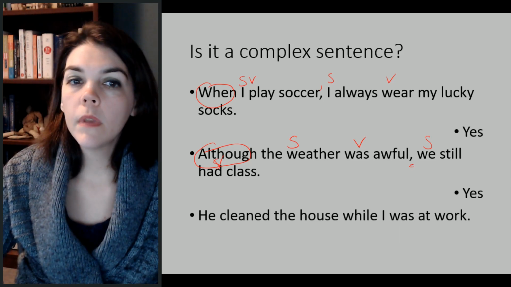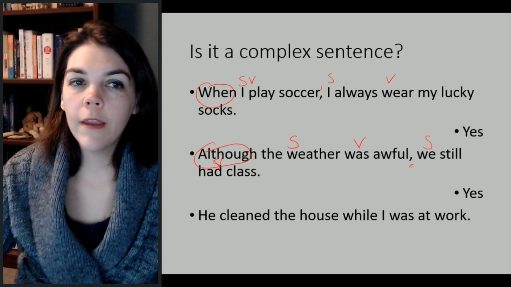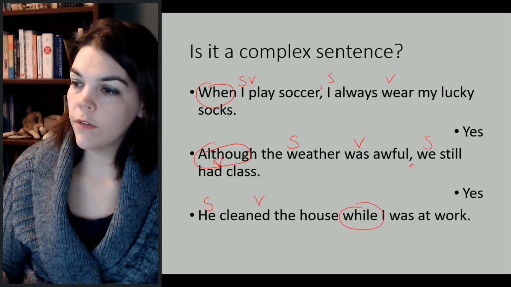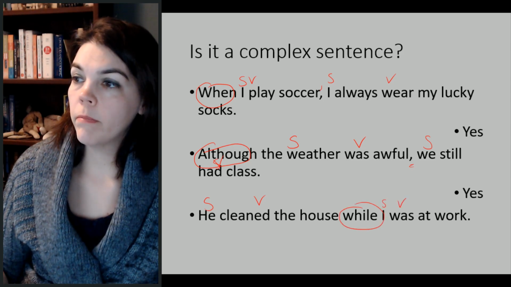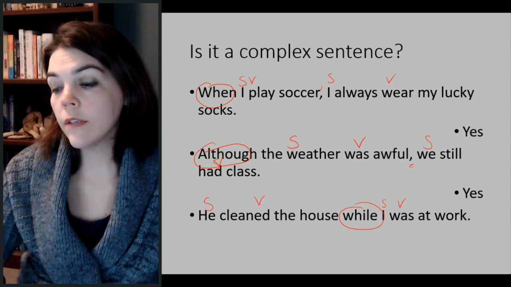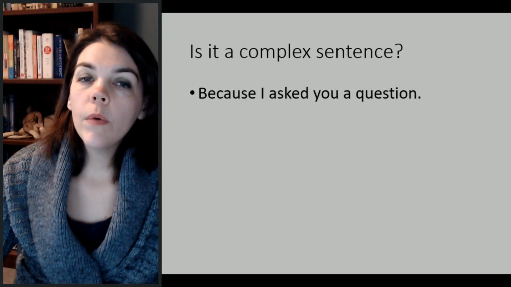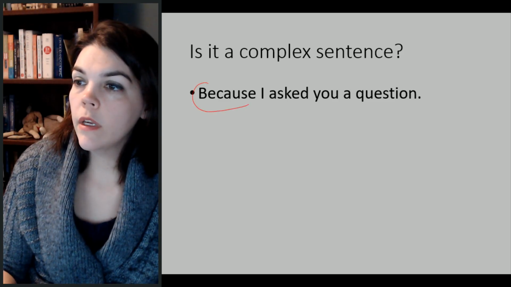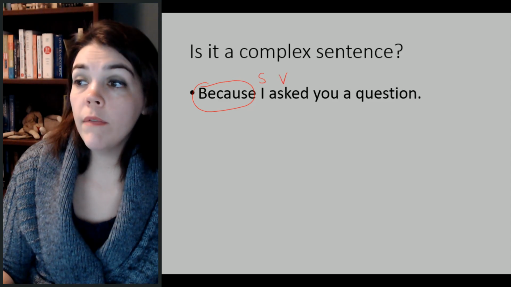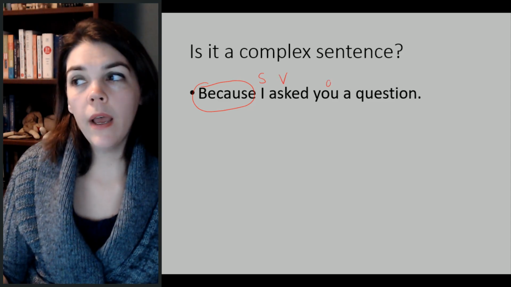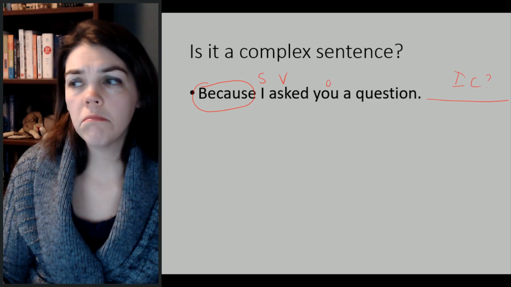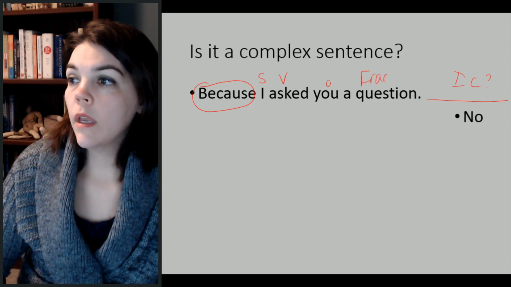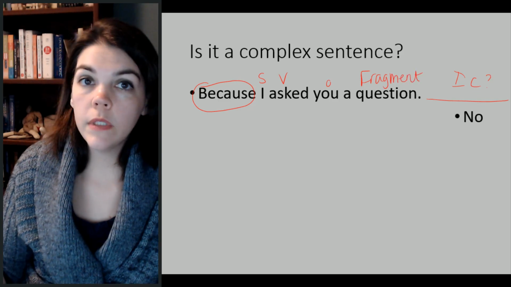What about this one? He cleaned the house while I was at work. What a nice guy. We have subject, verb, here's our subordinating conjunction, subject and verb. We can have this too. Remember, we can have it at the end. So yes. What about this one? Because I asked you a question. Let's take a look. Well, here's our subordinating conjunction. I have a subject and a verb. I even have an object here, right? Oh, but I don't have another independent clause. So no, this is actually called a fragment. And in our next video, we'll talk about how to avoid fragments.